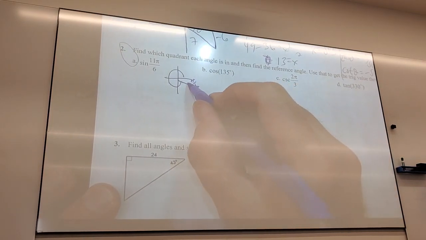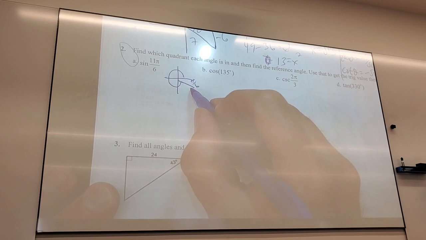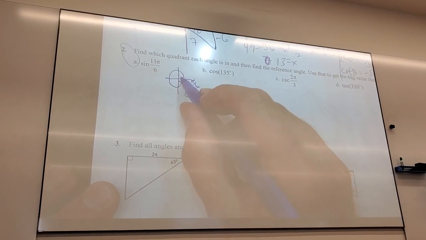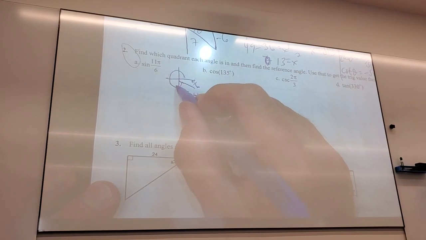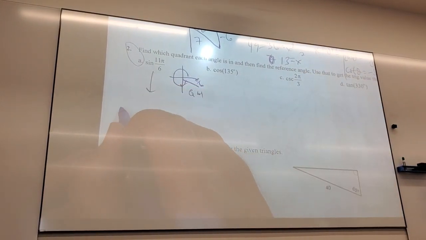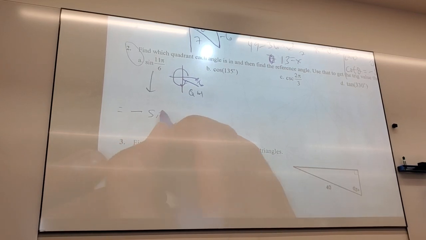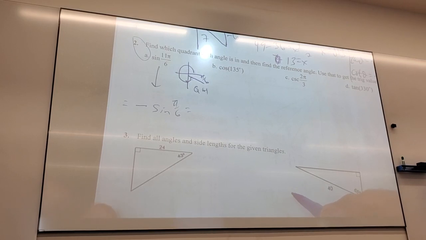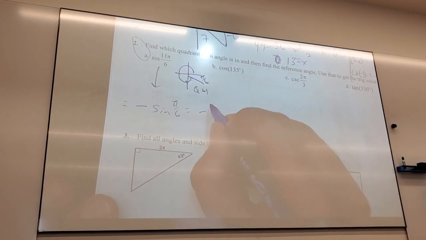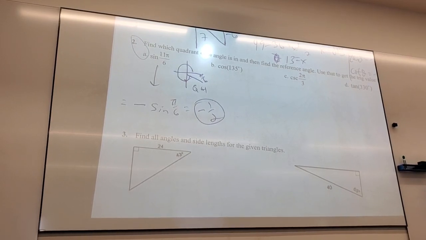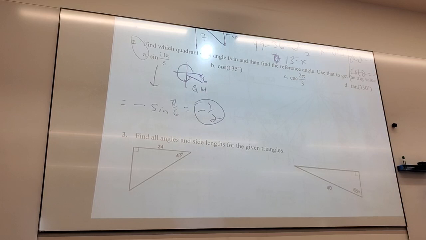What's true about sine in this quadrant? What quadrant am I in, by the way? And what's true about sine down there? It's negative. So this is going to equal negative sine of pi over 6. And what's sine of pi over 6? Half. Good. Sine likes y, pi over 6 is close to the x. It's going to be small.